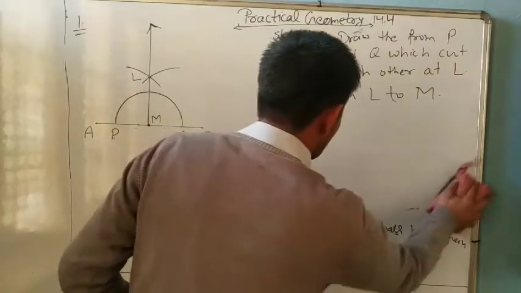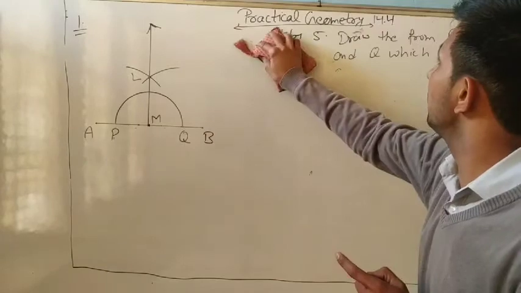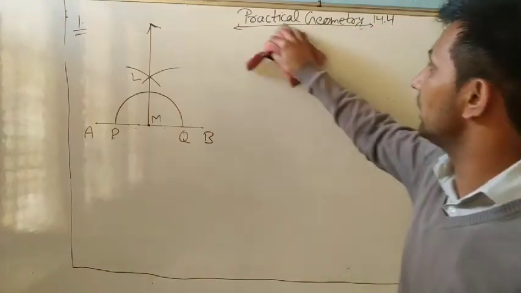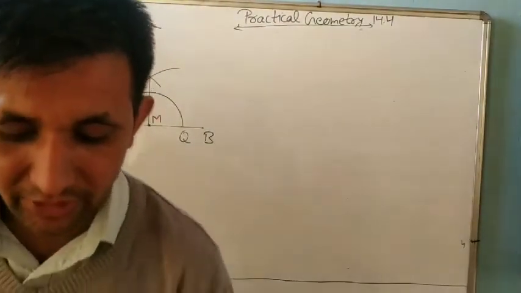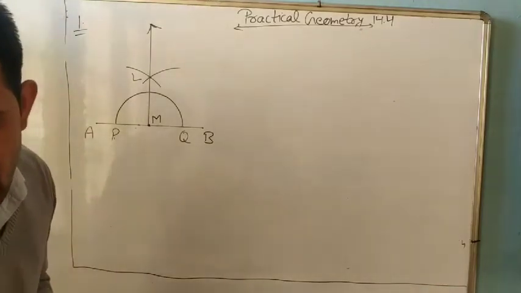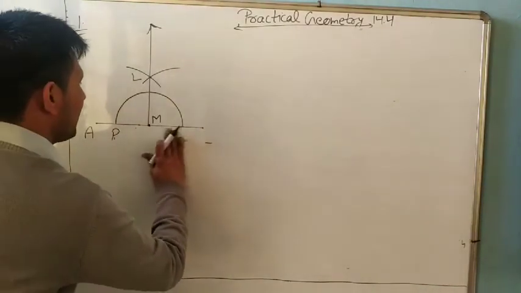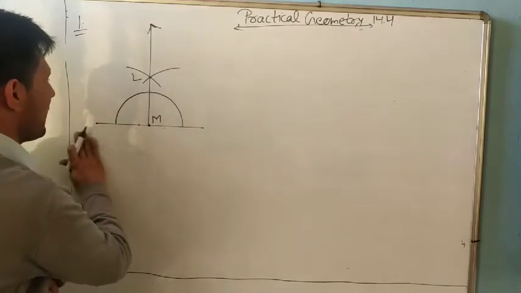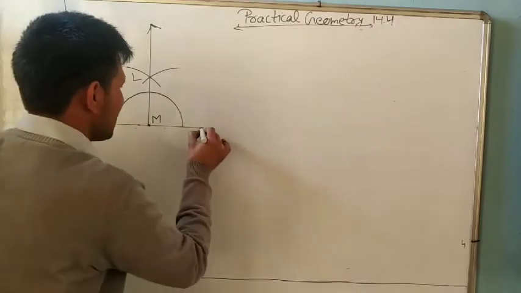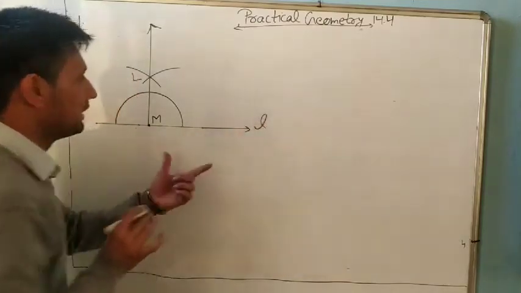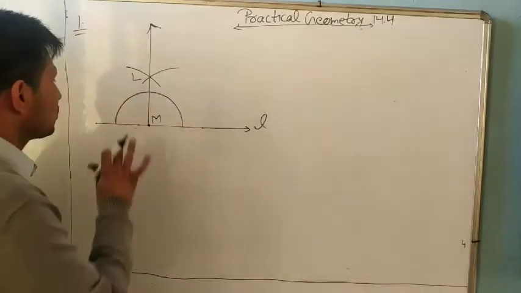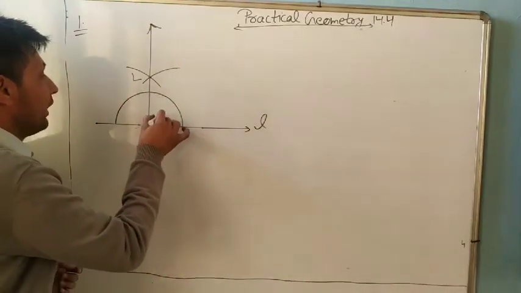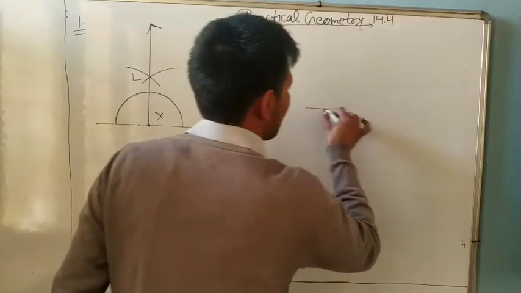Now the same applies to question number 3. In question number 3, what is given? Look at question number 3. Draw a line L. Suppose it is a line L. We will take a point X on the line L. So in place of M, X is given. Same as it is, I am writing here.